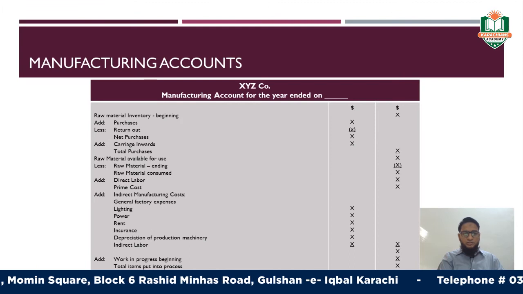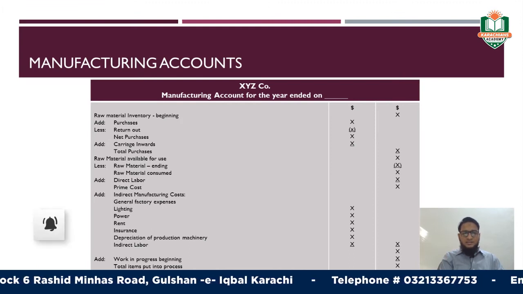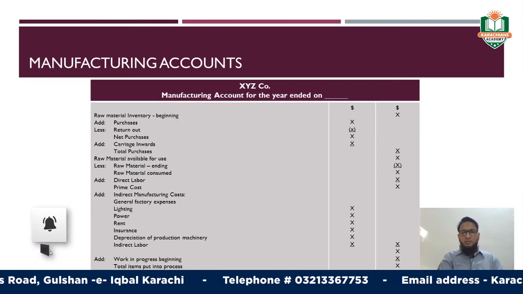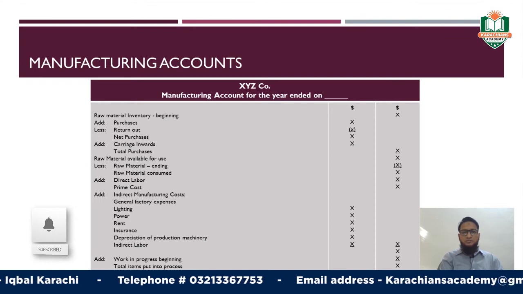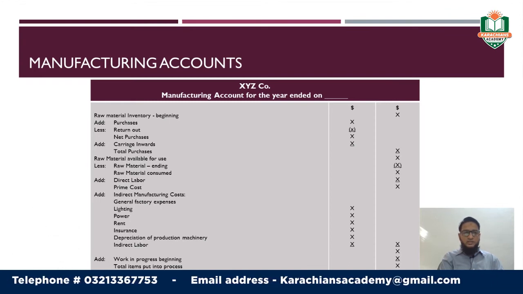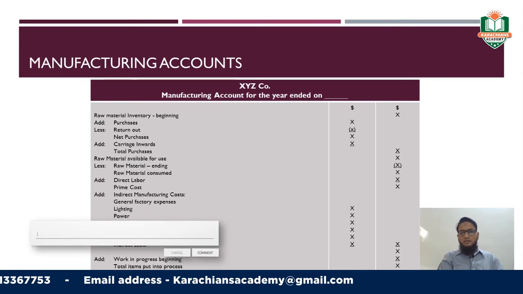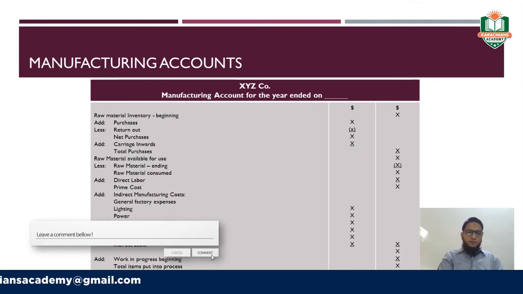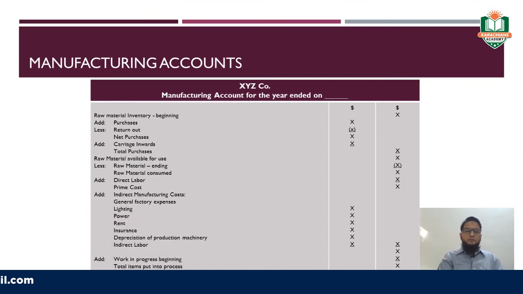Finally, you have to deduct, or less, the work in progress ending balance in order to reach the cost of goods manufactured or completed, right? Now, with the help of this statement, you have determined your cost of goods manufactured or completed.